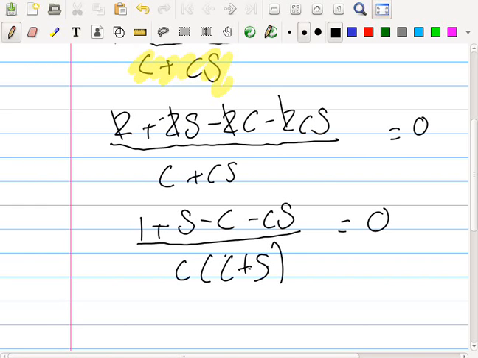If I look at the top, say again? Yes? How did I change what? The denominator back to. What do you mean? 1 plus. Oh, sorry. 1 plus. Sorry.